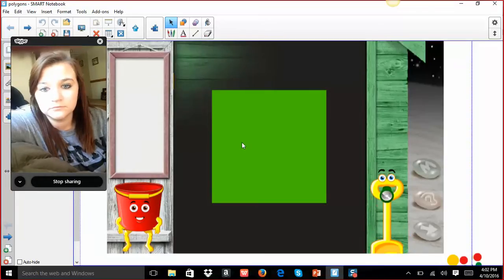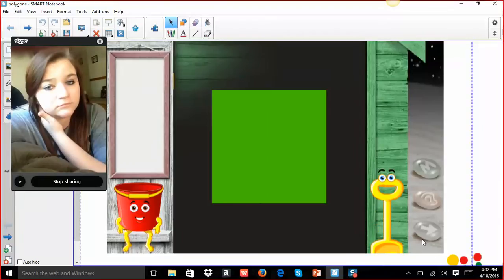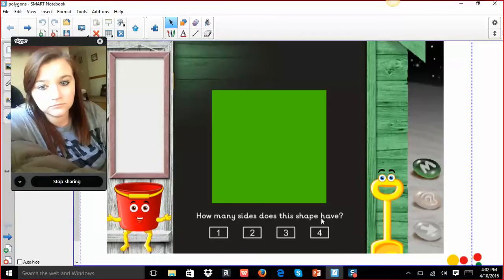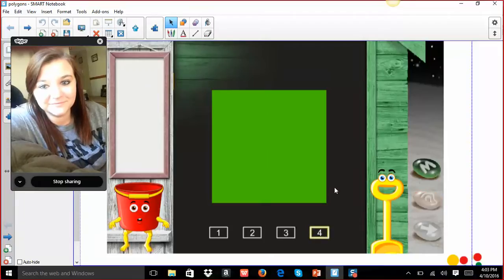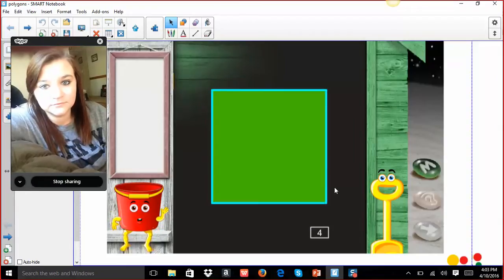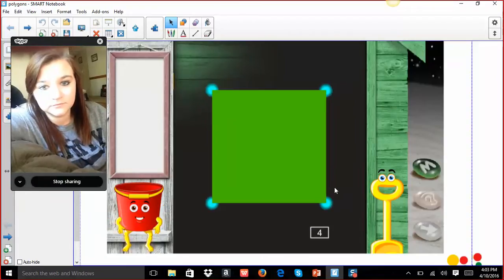All right, we're going to do one more, okay? How many sides does this shape have? How many sides did we say a square had? 4. 4? Yes, awesome, that's right. Good job. A square is a flat shape with 4 sides all the same length and 4 equal corners.